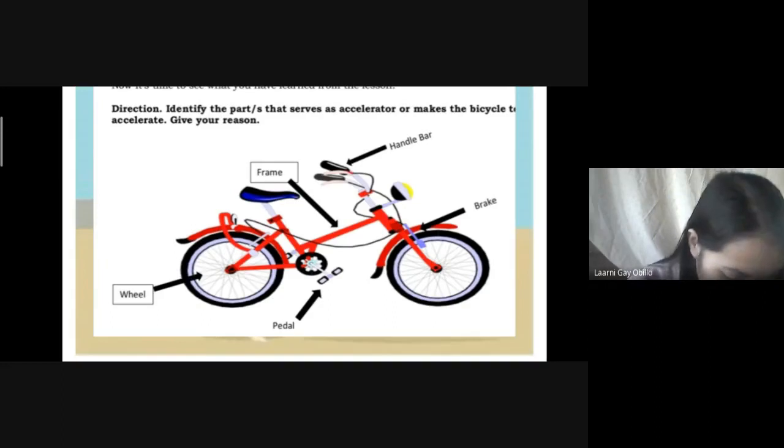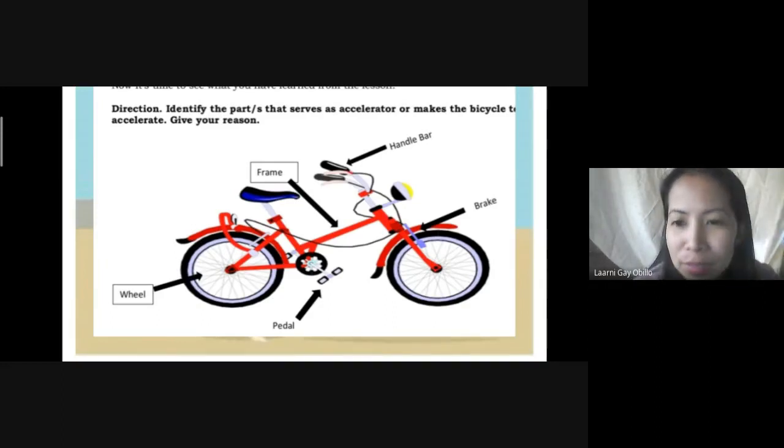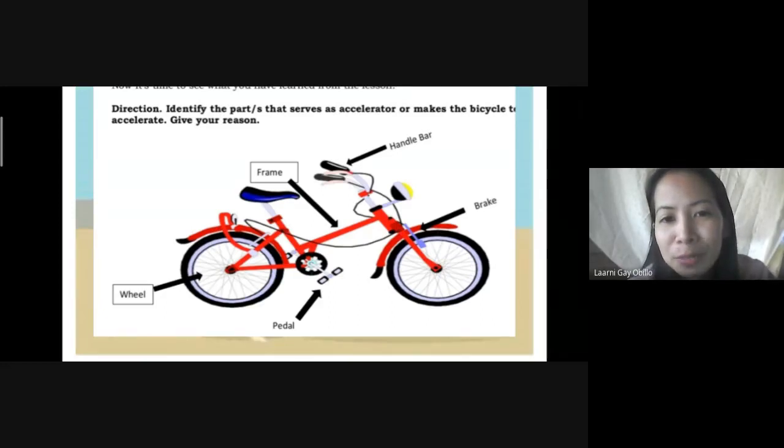Kasi sabi nga natin, pag nag-decelerate or nagbago yung kanyang takbo, yung bilis, so that is bagal. Okay, it contributes to acceleration. Ang sagot din naman si Miguel din ba yun? Ni Mario, yung handlebar daw.